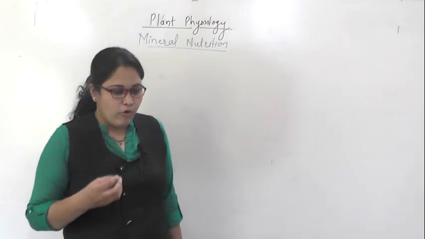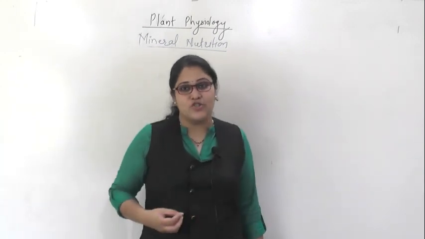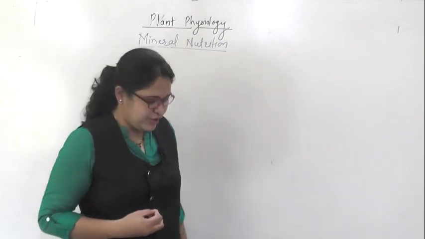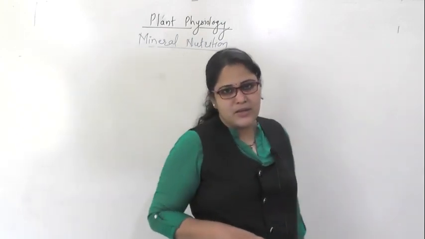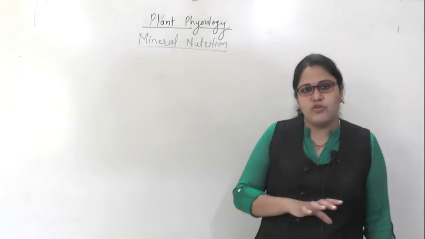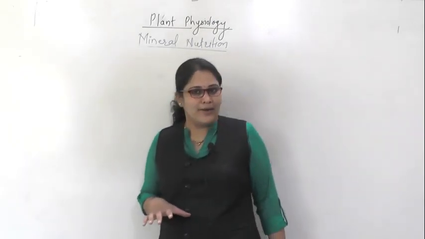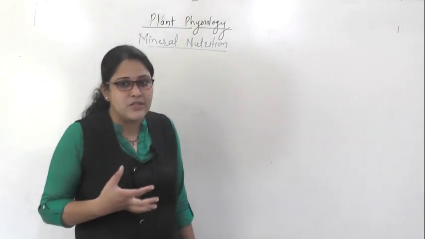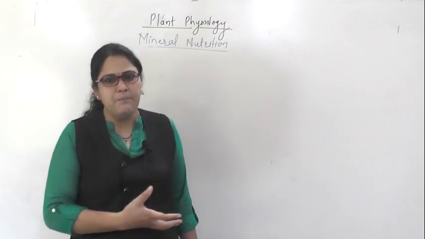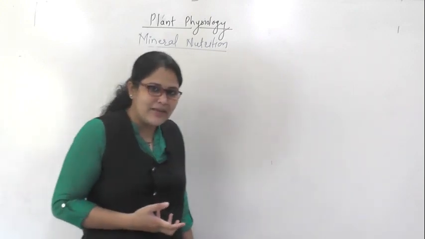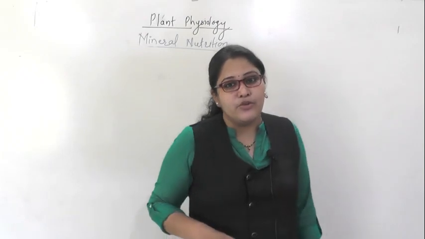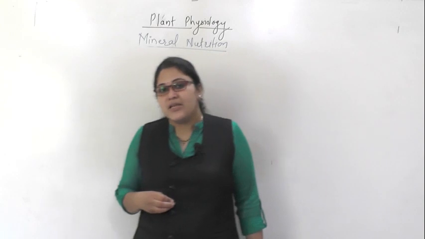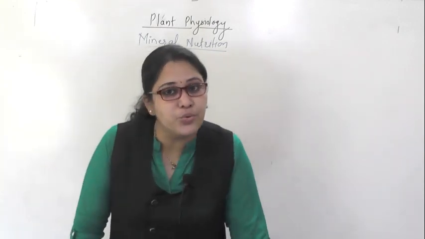When they studied the ash analysis of the plant, they found that the plant consists of 60 different types of minerals. But not all these minerals are strictly required for normal growth and development. From those 60, there are some nutrients, some minerals which are essential, meaning they are compulsory. If any one of them is absent, it may result in difficulty in normal plant growth. Such nutrients are called essential nutrients.